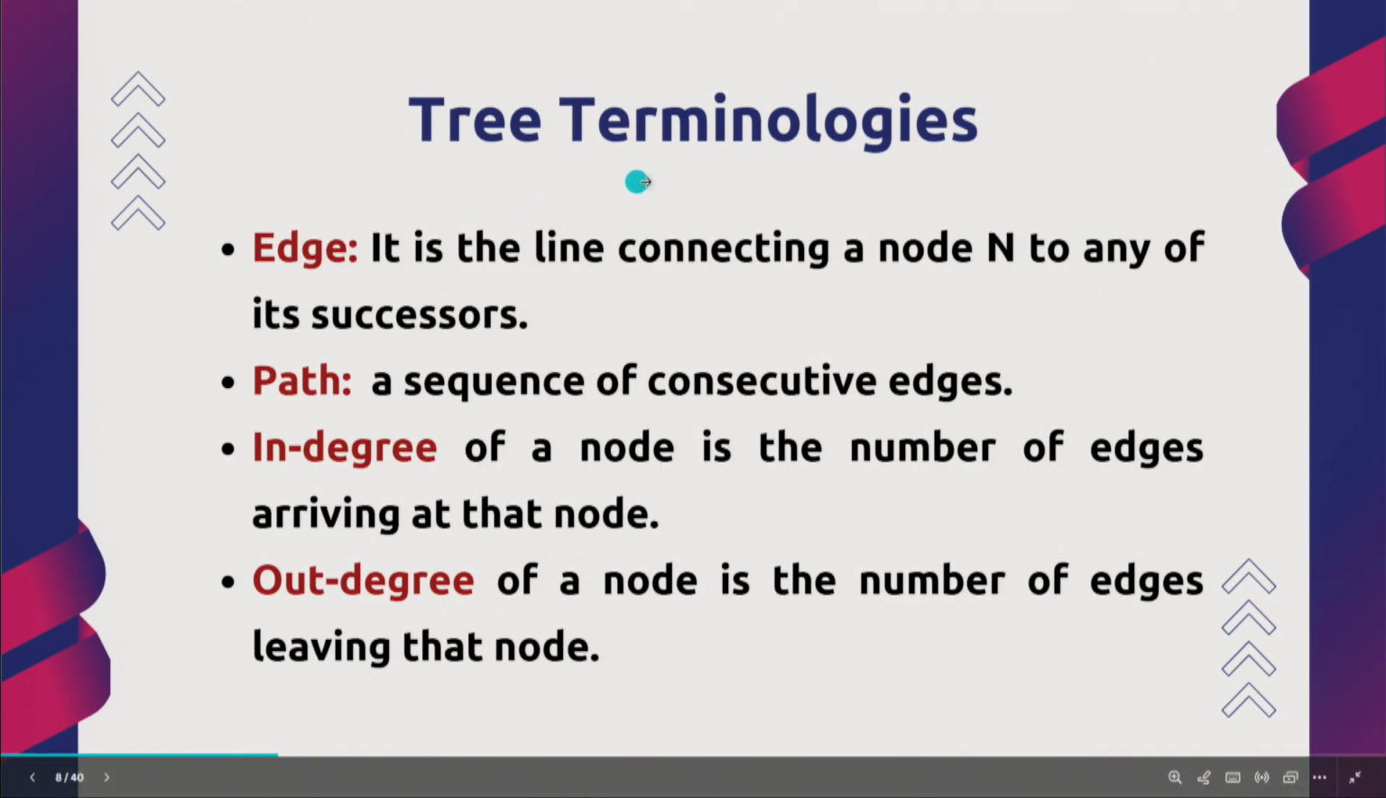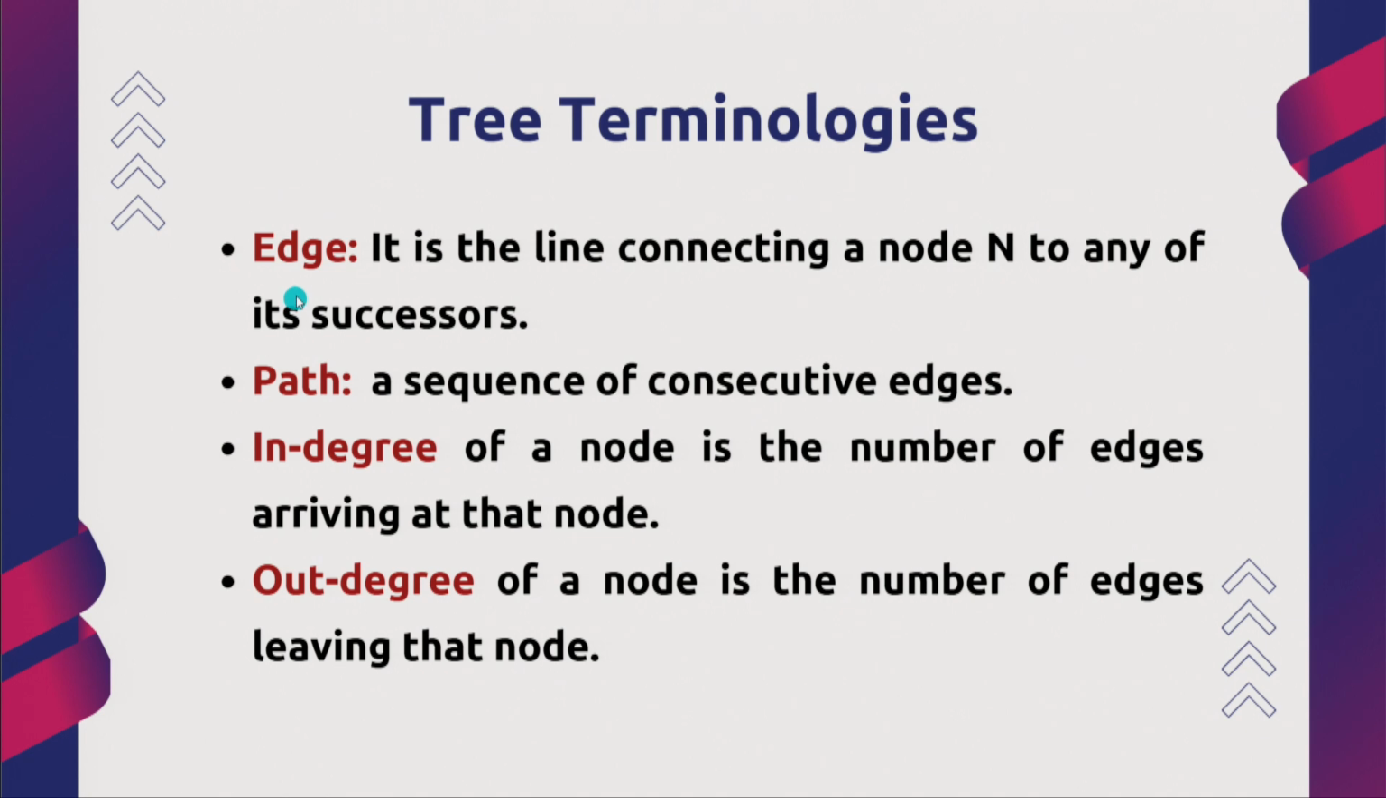Now we will see some more terminologies. The first one is edge. I told you that a tree is a collection of nodes, and the links to the nodes are what we call edges. It is the line connecting a node n to any of its successors. The line starts from the parent and ends at a child. So a line from a node n to any of its successors is what we call an edge.